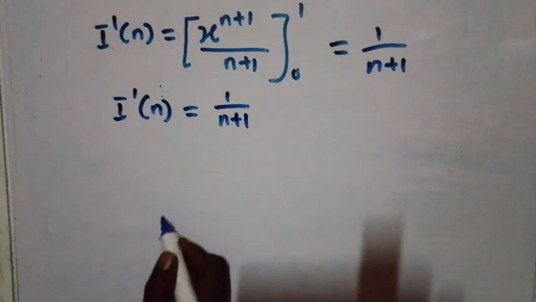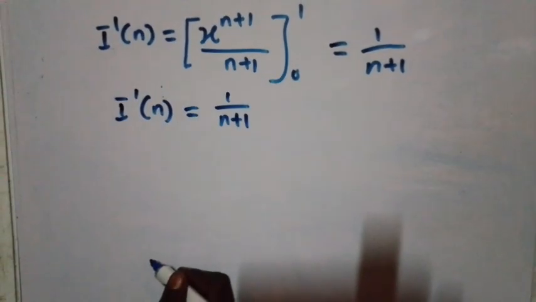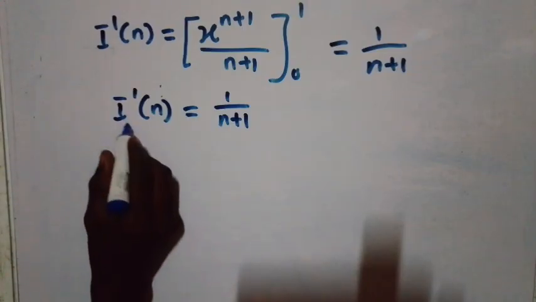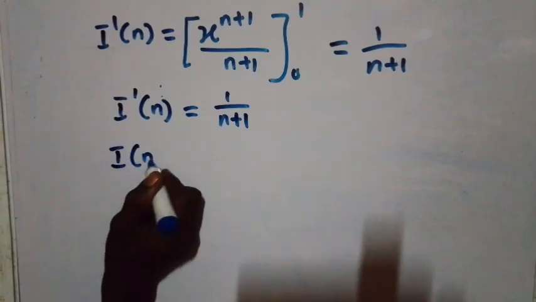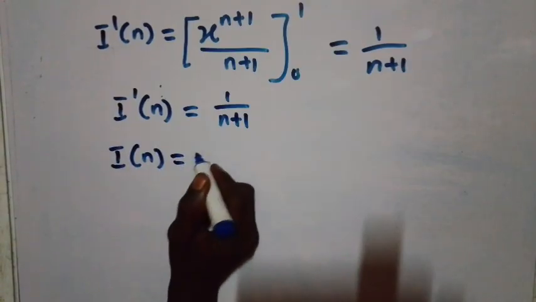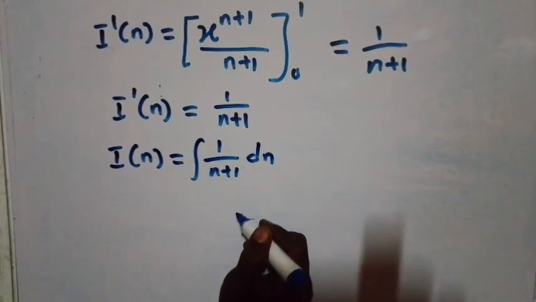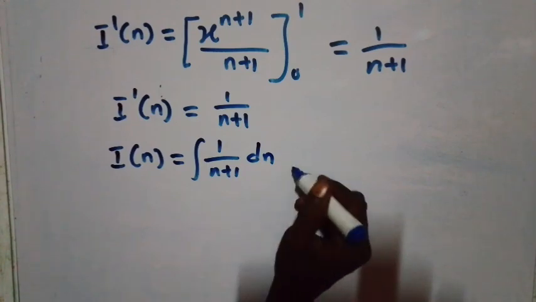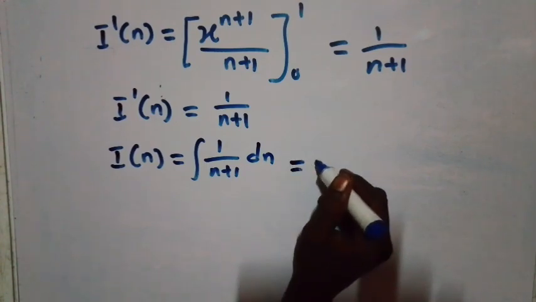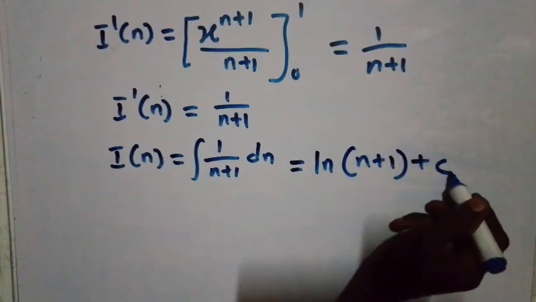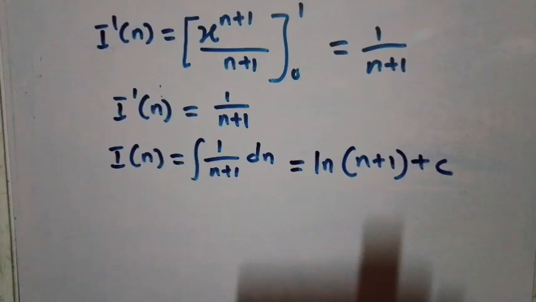If I'(n) is equal to this, integrate with respect to n. How do we integrate this with respect to n? If you integrate I'(n), this will be equal to I(n), which is equal to the integral of 1 over n+1 dn. We are integrating with respect to n, which means that this will be equal to the logarithm of n+1 plus c. But don't forget, from the question, they are given that n is greater than 0.